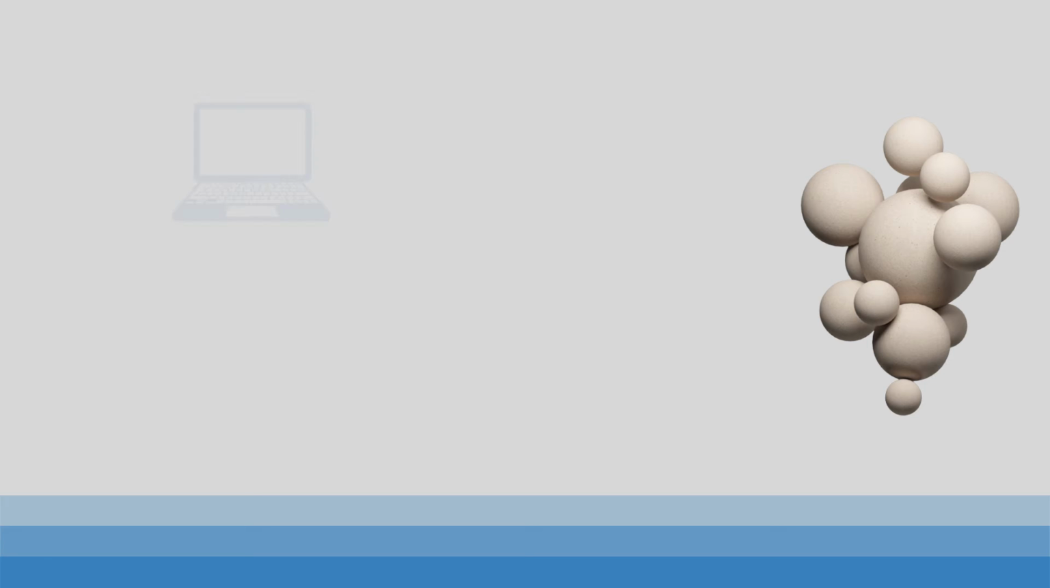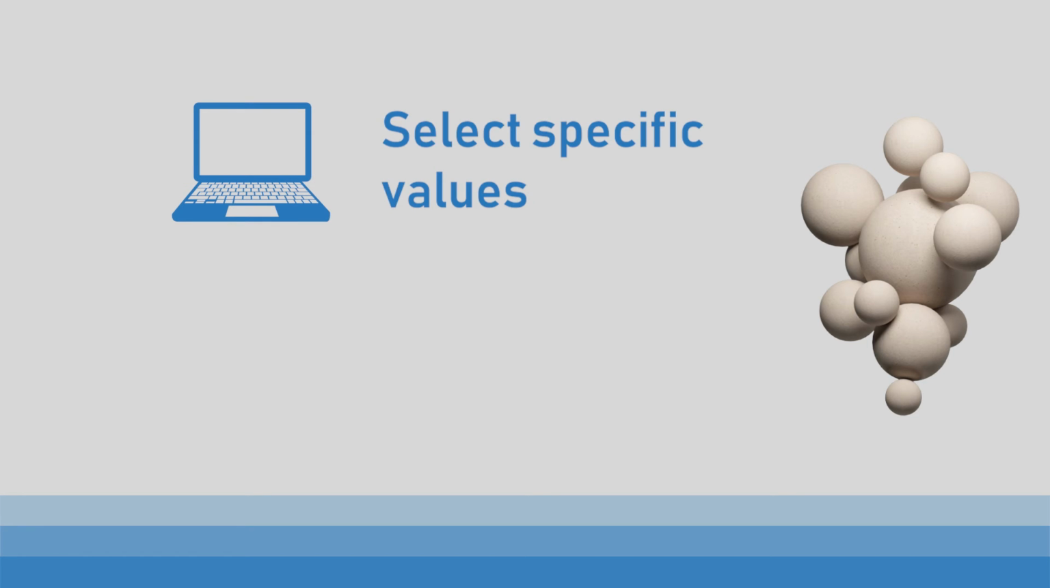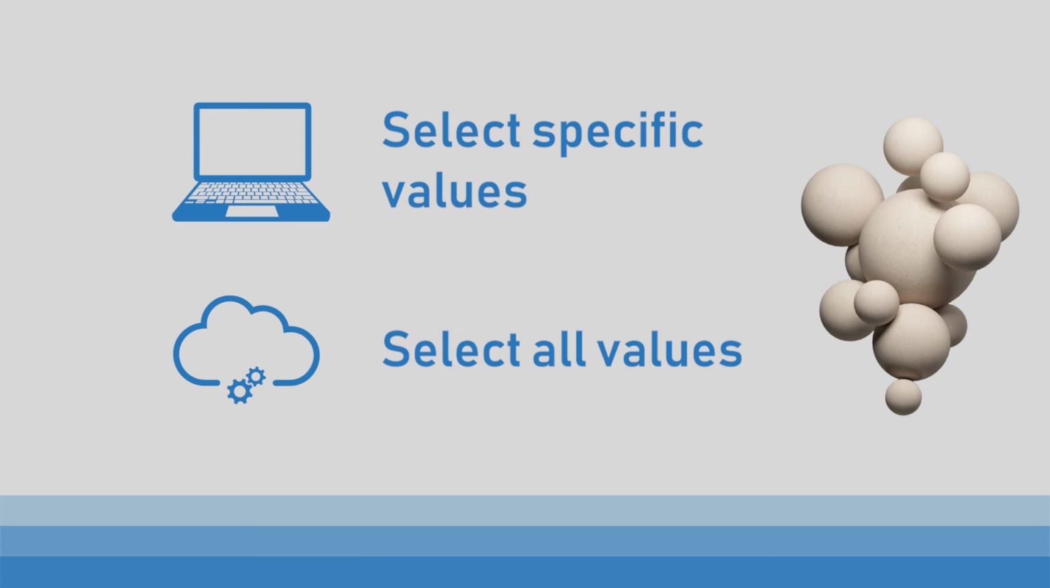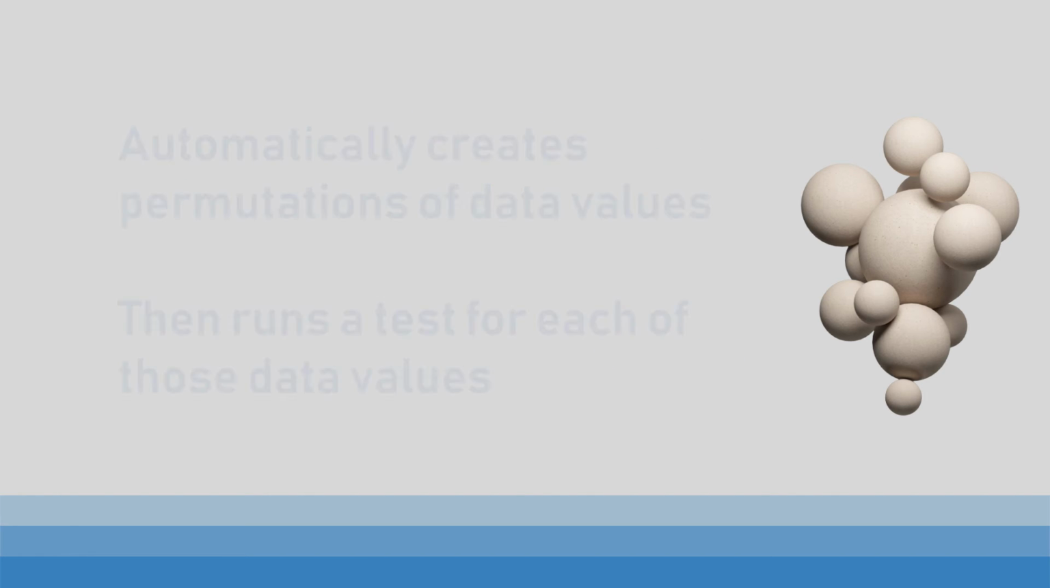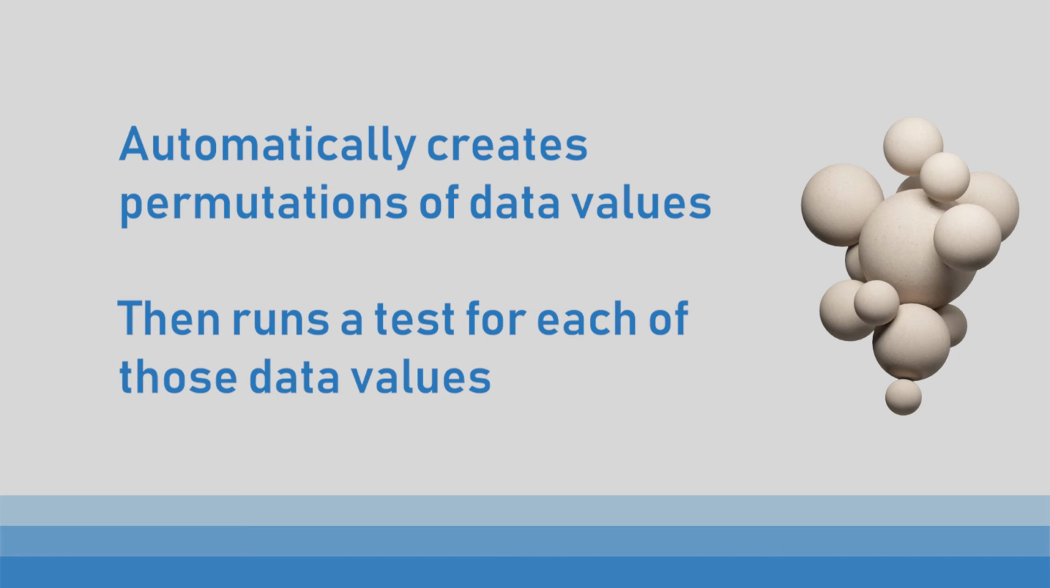When you're running the test locally on your own computer, you'll have to select the specific parameterized values to use. But when running at high scale on the cloud, you can select all parameterized values, and Subject7 will automatically create all possible permutations of the data values and run a test for each of them.